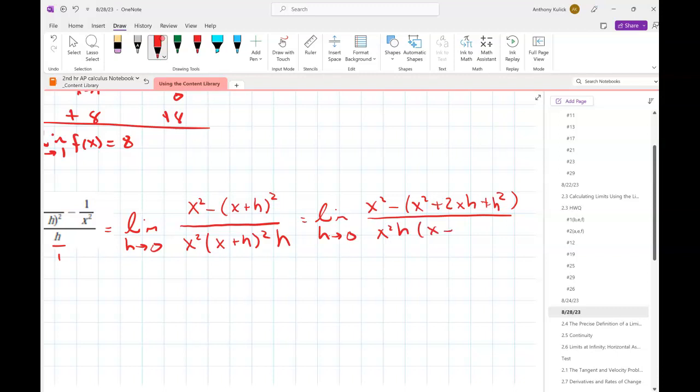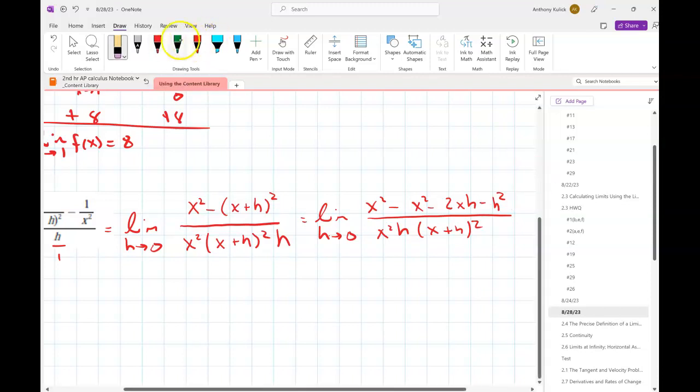I'm going to put the h over here so it's up with the leading coefficient stuff. Let's distribute that negative through now. So all these things just turn into minuses. And I notice, hey, the x squareds are going to cancel out. And now I see I do have a factor of h that can reduce.